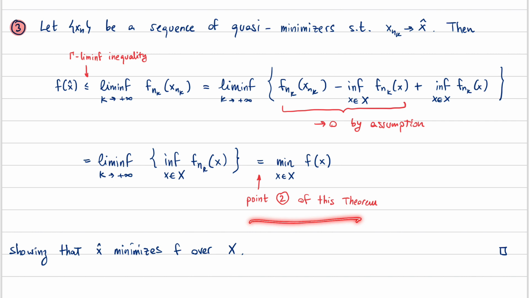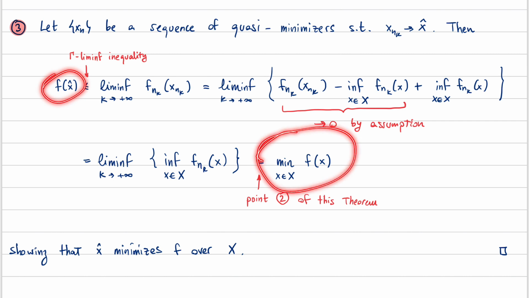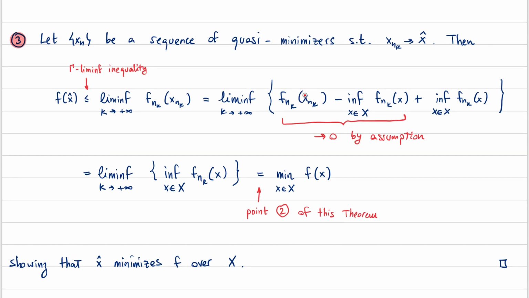And this, by point 2 of this theorem, we know that the whole sequence actually converges to the minimum problem for the gamma limit. So in particular, the lim inf also converges. And this shows, sorry, that f of x hat is less or equal than the minimum, meaning that x hat is actually a minimizer for f over X, proving that limit points of quasi-minimizers are minimizers of the gamma limit. And this concludes the proof of the fundamental theorem of gamma convergence.